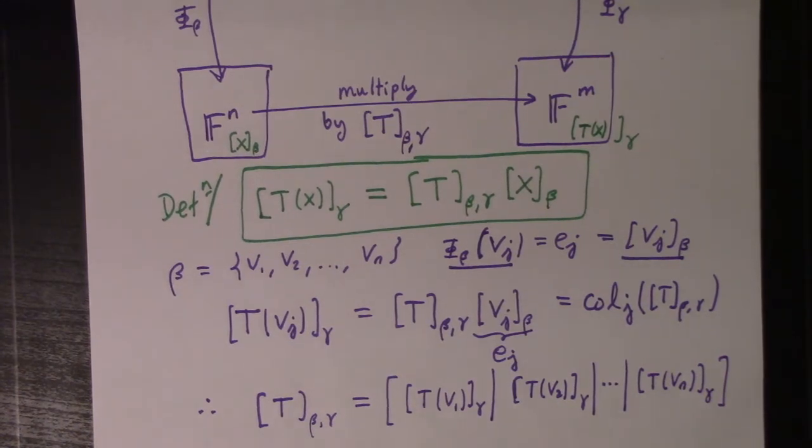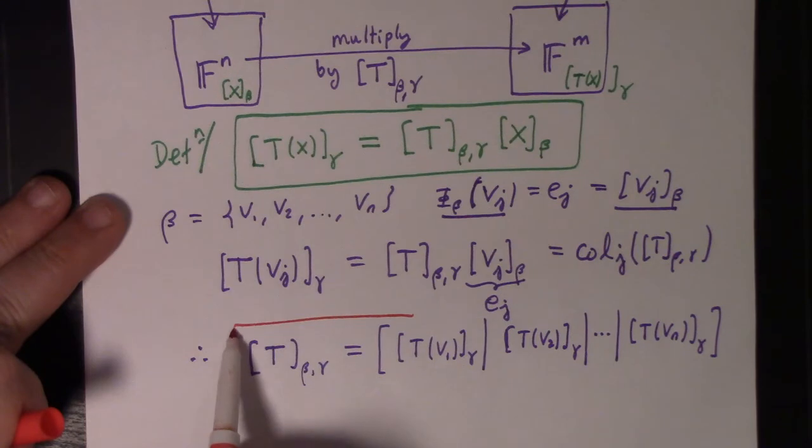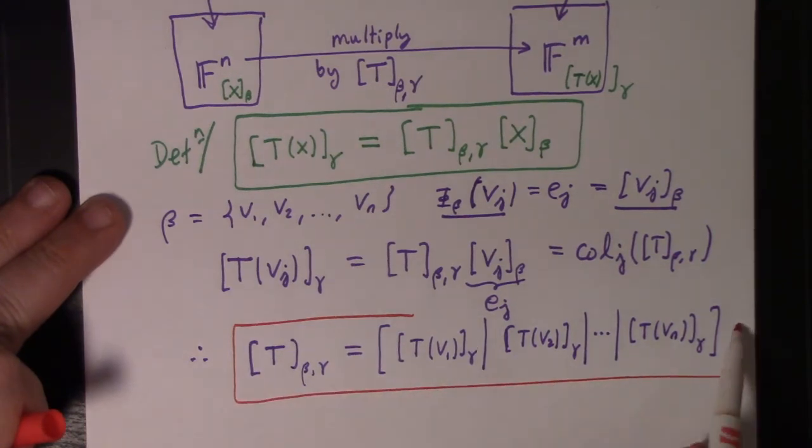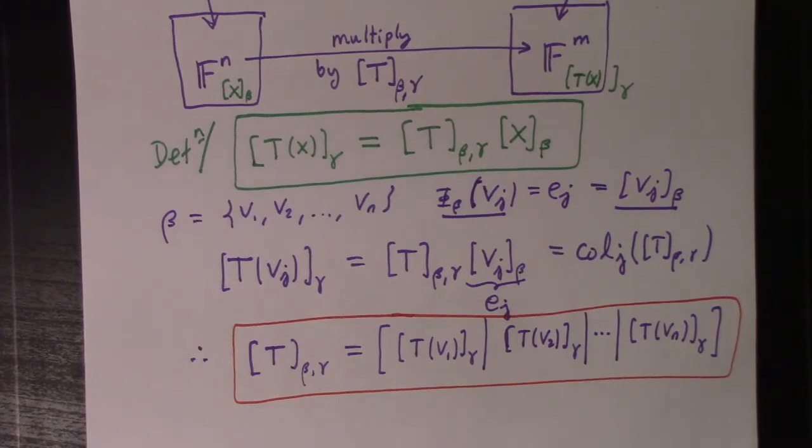And okay, you know a difference between what I have boxed in green and what I'm about to box in red. Well, there's a pretty significant difference, right? What's in green implicitly defines the matrix for T. What's in red explicitly defines the matrix.